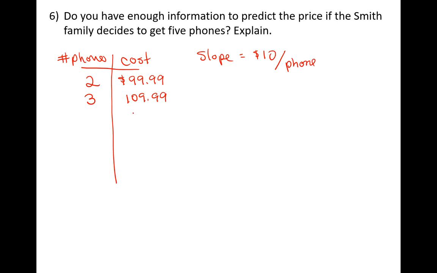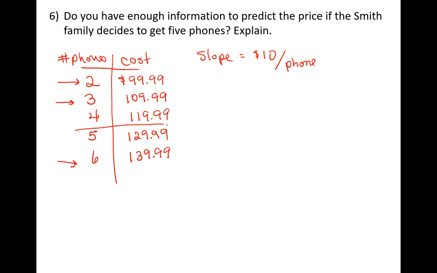So we just add 1 phone and we add $10. And we add 1 more phone and we can add all the way up to that 6. So they gave us this point and this point and this point, but we can figure out points in between by using our slope. So 5 phones would be $129.99. And that's the end of our lesson. I hope that helps you understand slope and rates.